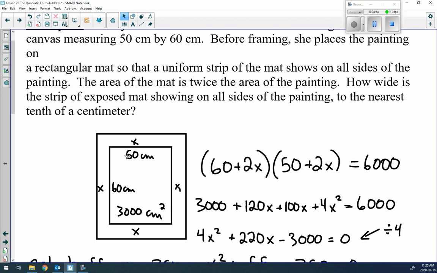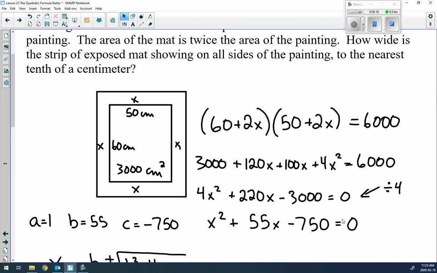And you can look here, we want to talk about the length and the width. Well, the length of this one, the up and down here, right, is 60, but there's also an x on the top and the x on the bottom. So we can write the equation as 60 plus 2x. The width on this is 50, but there's an x on either side, so it's 50 plus 2x. And then when we multiply those together, because it's length times width, we end up with 6,000.